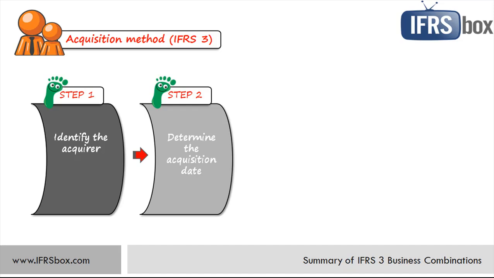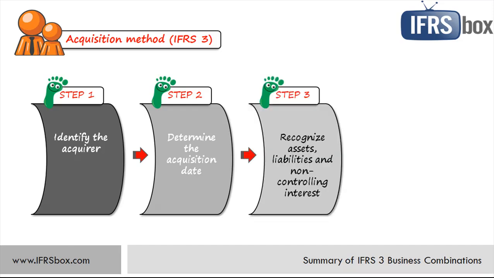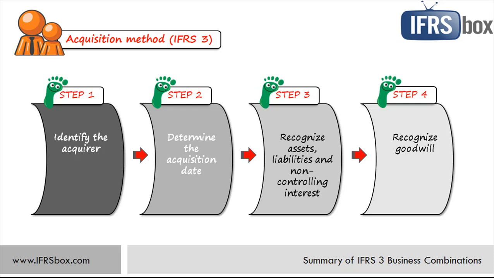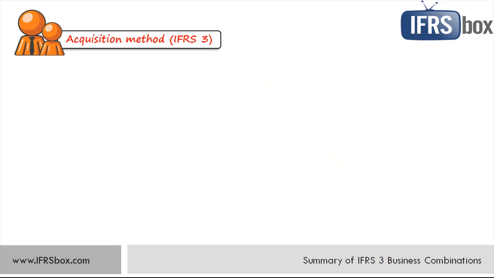Step number 3, recognize and measure the identifiable assets acquired, the liabilities assumed, and any non-controlling interest in the acquiree. In step number 4, recognize and measure goodwill or a gain from a bargain purchase. We'll spend a little more time on steps number 3 and number 4. Let's take a closer look at step number 3.